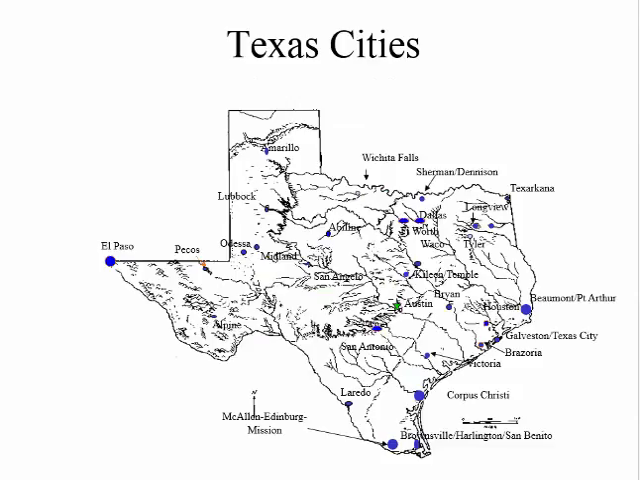Last but not least, we'll look at the cities of Texas. Now, we could spend a great deal of time, energy, and effort trying to go through all of these cities. I'm not going to do that. I'm going to tell you that virtually every city in Texas is located, with a few exceptions, on a river and in a region. So if you know the river and the regions, then you can plug the cities in.